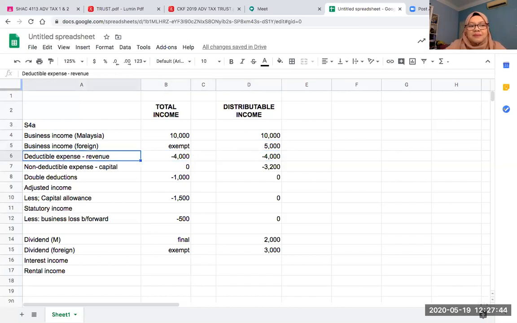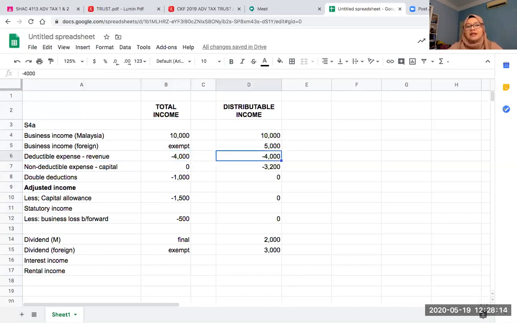Similarly, when you talk about expenses, for income tax purposes, expenses which are deductible in arriving at adjusted income are only expenses which fall under section 33 and section 34. In other words, expenses incurred wholly and exclusively in the production of income. It has to be an outgoing as well. So for example, in the case of deductible expense, you only have 4,000 which are deductible.